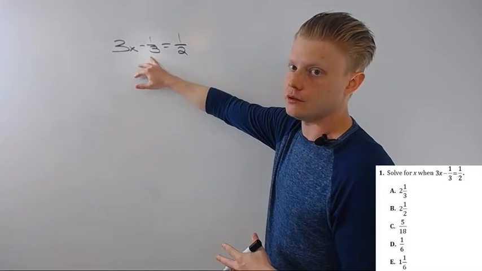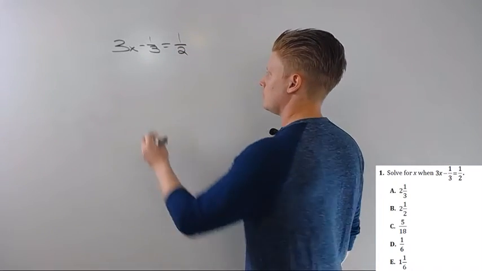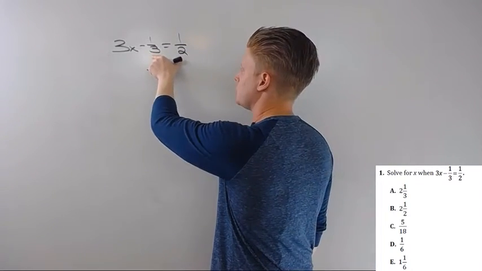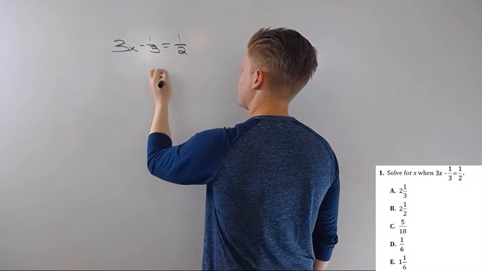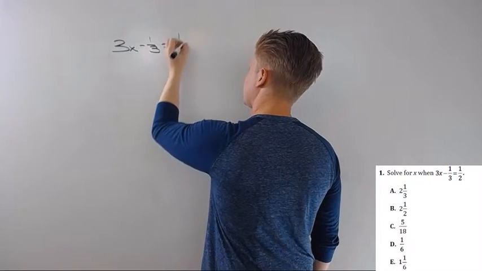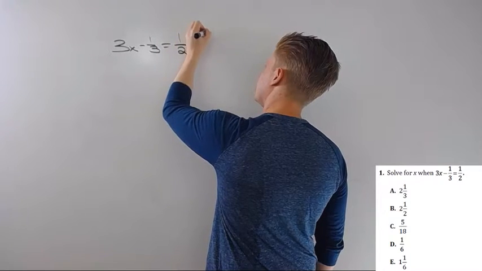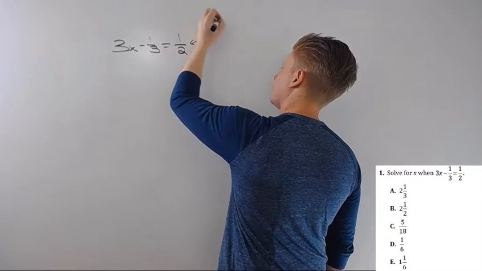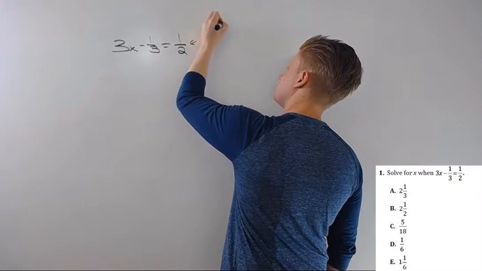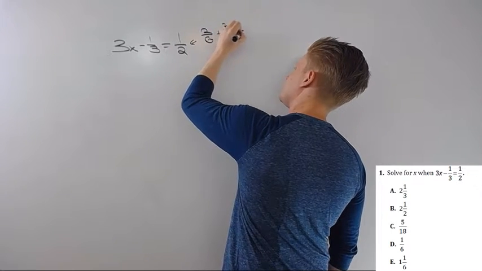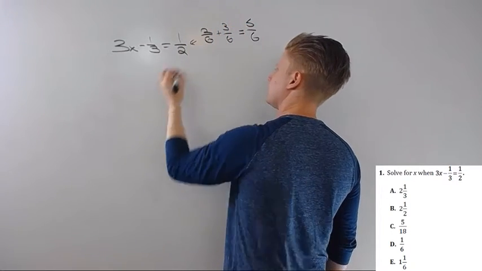We're going to add to get rid of this negative 1/3. And remember, from fraction operations, we have to have a common denominator. I can say that 1/3 is 2/6 plus 1/2 is 3/6. And that's equal to 5/6.